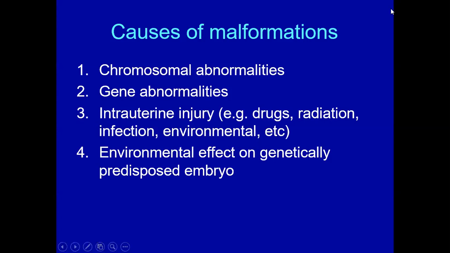So these are the causes of malformation: chromosomal abnormalities, gene abnormalities, mutational changes such as different types of gene mutations and chromosomal mutations, intrauterine injuries for example during radiation, infections, and environmental effects that can also occur genetically.